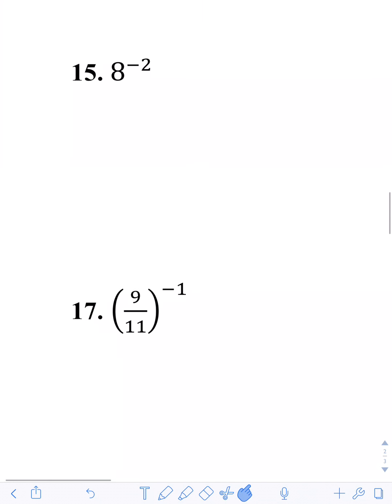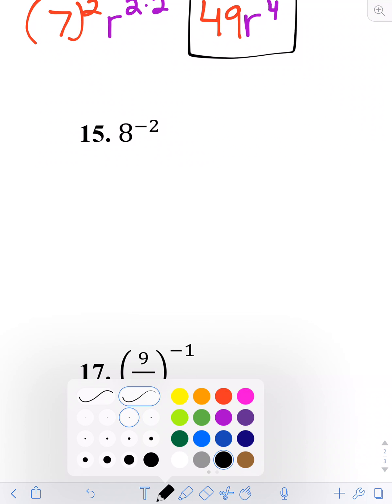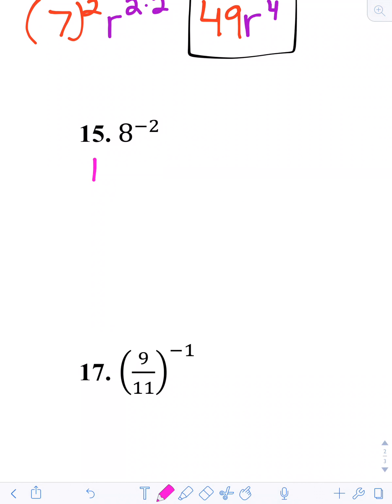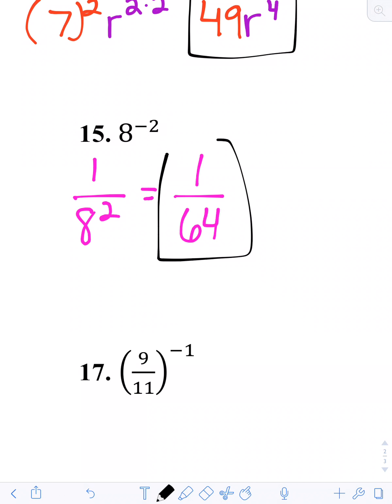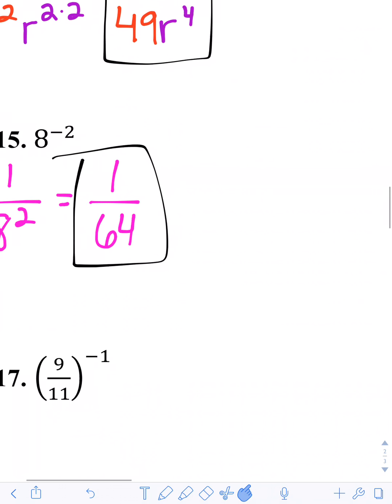All right, next one, same type of thing. We have a negative exponent, so it has to go in the denominator. And then we're going to reduce that. 8 squared is 64. So we have 1 divided by 64.